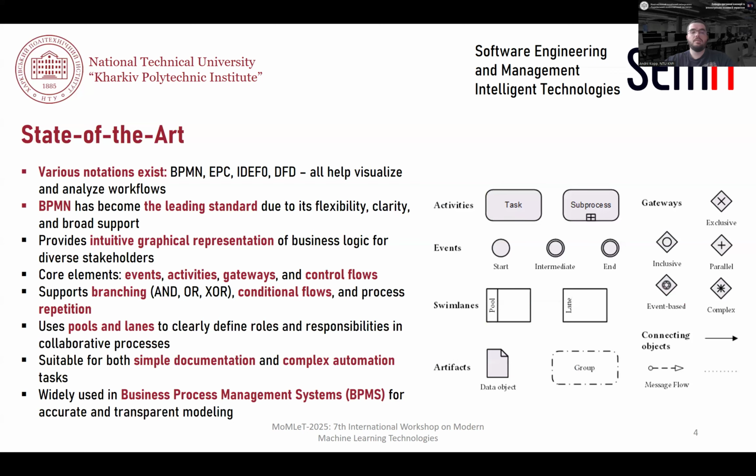There are many different notations for business process modeling, such as BPMN, EPC, which stands for Event-Driven Process Chain, IDEF family of notations, and DFD or data flow diagrams. They all help to visualize and analyze workflows from different perspectives. However, BPMN has become the leading standard in the industry exactly because of its flexibility, clarity, and broad support of different tools and organizations.